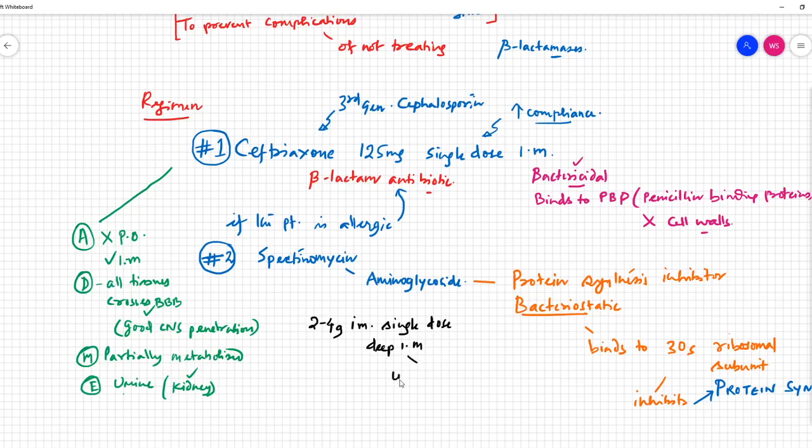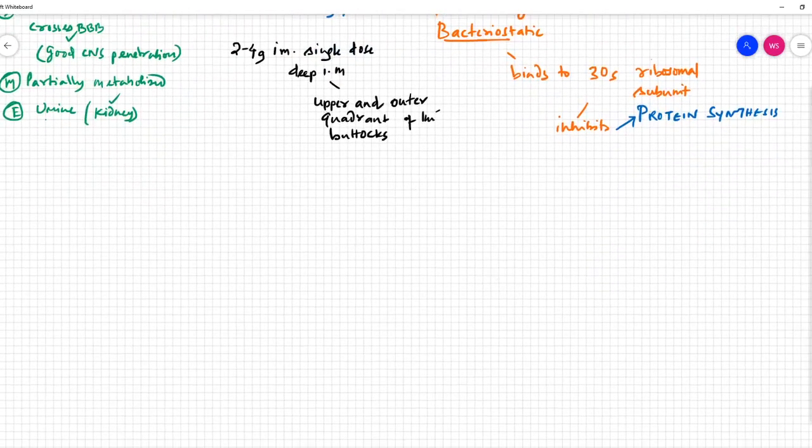Where is it given? Upper and outer quadrant of the buttocks. Okay, so what do we mean by upper and outer quadrant? So if I represent a buttock like this, we divide each buttock like that, and upper and outer quadrant would be somewhere there.